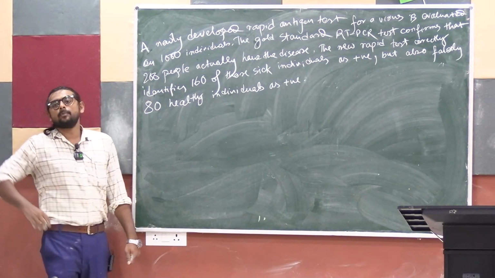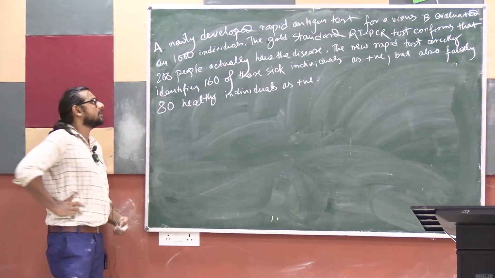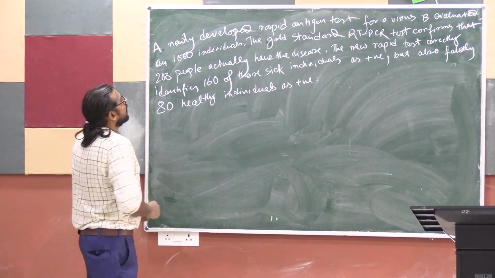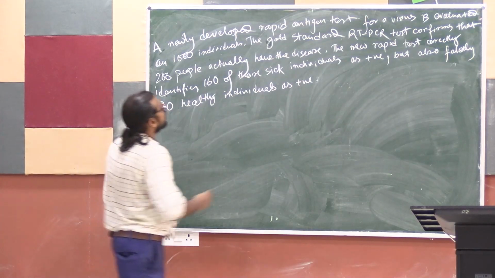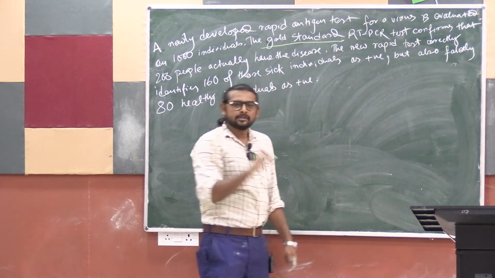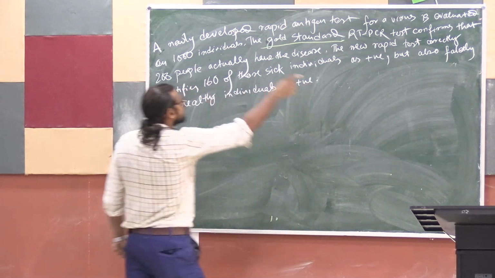I have seen people having problems even in this question, I have seen bad answers in the notebooks, okay? So what's the problem here? You guys are getting confused with the language. Gold standard means this is positive, this is negative. You have nothing to question over there. So what does that say?